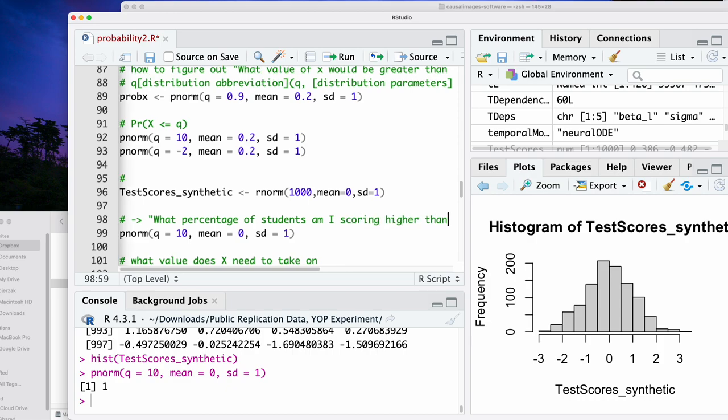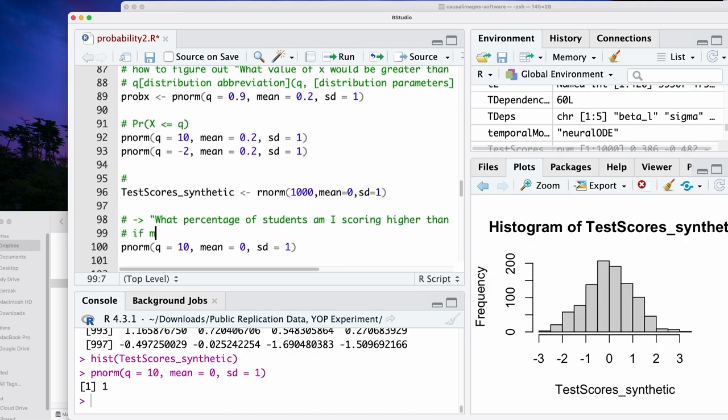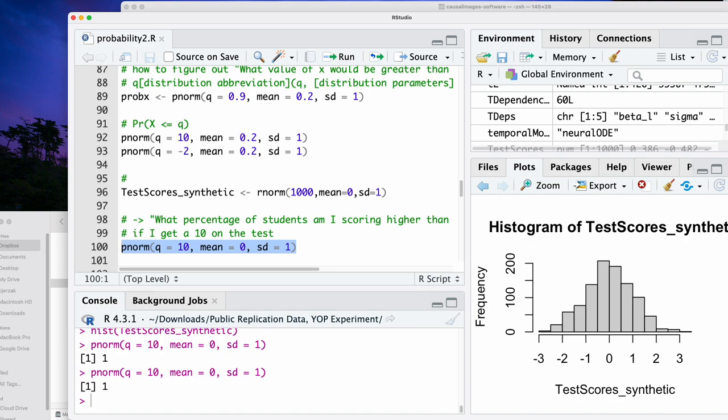if I get a 10 on the test, a 10 on that standardized scale? If I get a 10 on that standardized scale, then I'm scoring higher than essentially all of the students who took the test. So this is the histogram, and if I score a 10, I'm way off that histogram, way over here, and I'm just really doing a lot better than all of those other students.